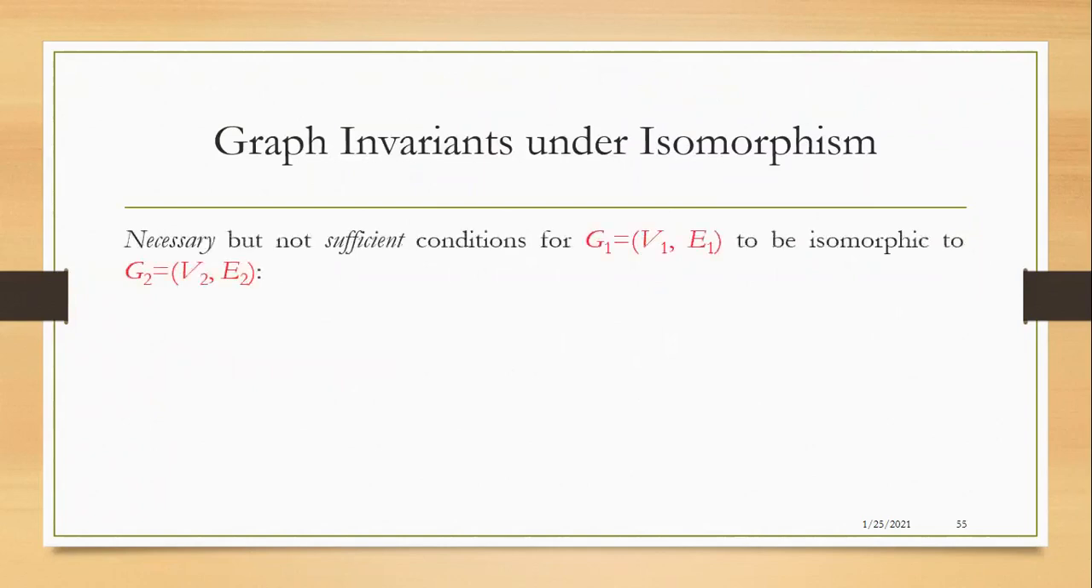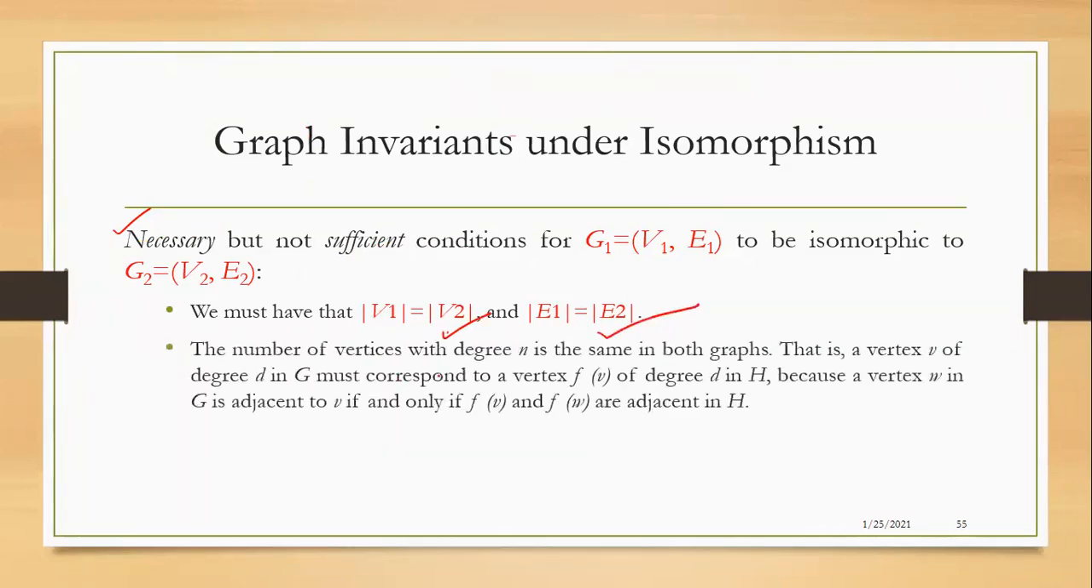Now what does this mean? These conditions are necessary but not sufficient. They are necessary, but sometimes they may not be sufficient for two graphs to be isomorphic. Definitely we have to check them, but sometimes we have to check some other things also. So what are the conditions? The first condition is that the number of vertices in graph G1 and the number of vertices in graph G2 must be equal. Then the next is that the number of edges in both graphs should be equal.